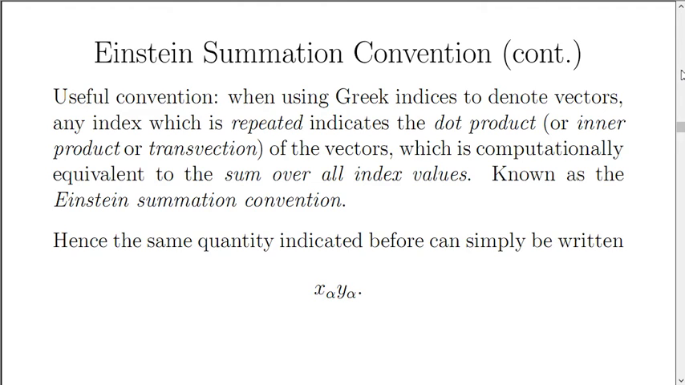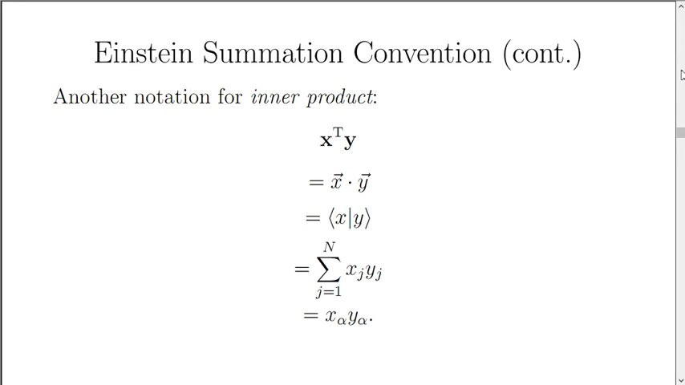Whenever I use a Greek index to denote vectors, any index which gets repeated, used more than once, indicates the dot product or inner product or transvection of the vectors. Computationally, it's the same as the sum over all index values. This is known as the Einstein summation convention. So the same equation we had before can be written just as x sub alpha, y sub alpha, meaning that I take x times y by components, add up all of those terms, and get a total sum. That can be thought of as a more abstract theoretical process, dot product, transvection, whatever. But the Einstein summation convention means that I'm automatically doing that whenever an index from the Greek alphabet is used more than once.